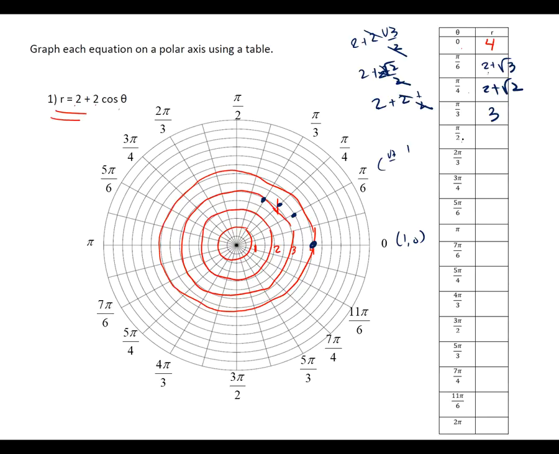Alright, pi over 2 is cosine of pi over 2. Okay, so what is... No, it's 0. It's 0. Yeah, right. Alright, so what is my value for 2 plus 0? 2. So I'm going to be out 2 rings on pi over 2.